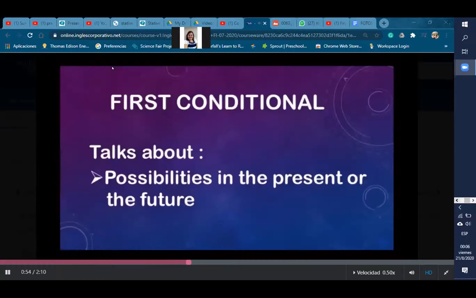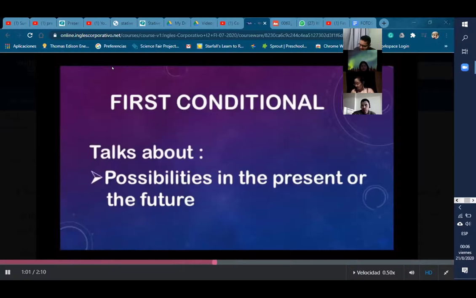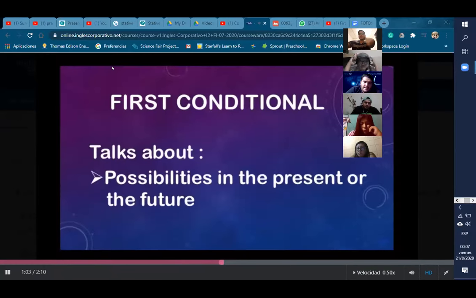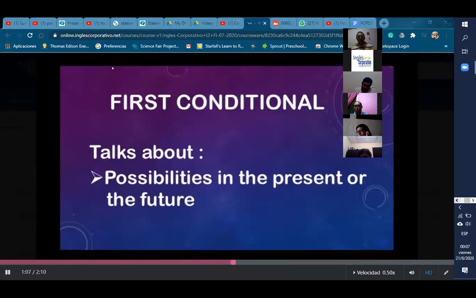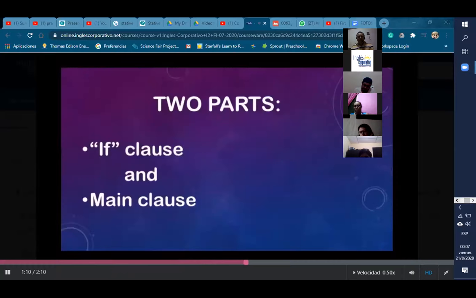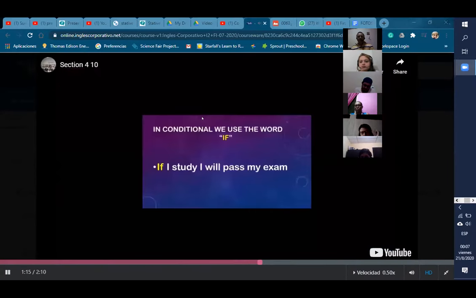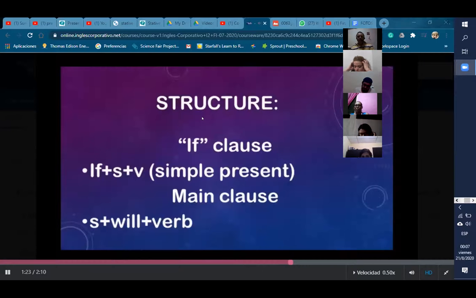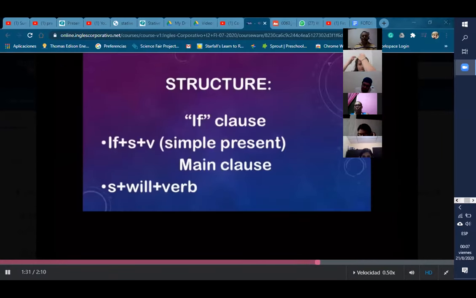The first conditional is used for talking about possibilities in the present or the future. We will explain how this conditional is formed and when it is used. When we talk about this conditional, which is called first conditional, by the way, we will divide it in two parts, if clause and main clause. In conditional, we use the word if. So we say, if I study, I will pass my exam. Follow me in the structure. If clause: if plus subject plus verb in simple present. Main clause: subject plus will plus verb.